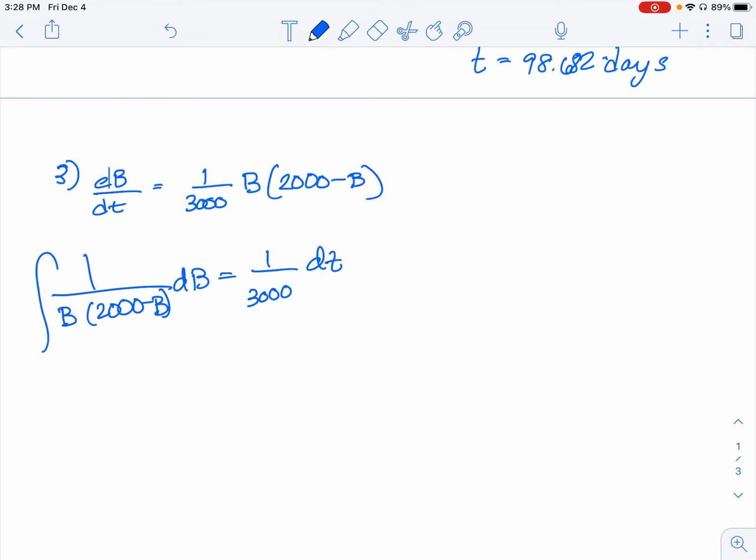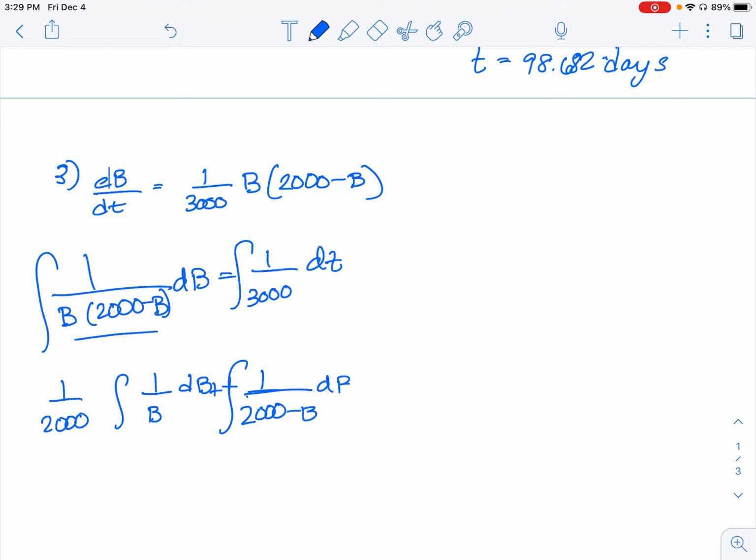And so now I've got to integrate, but I have to do partial fractions, and that ends up being 1 over 2,000 times the integral of 1 over B dB plus 1 over 2,000 minus B.